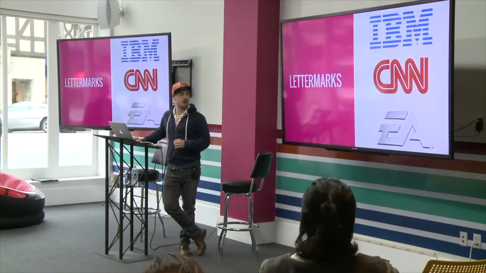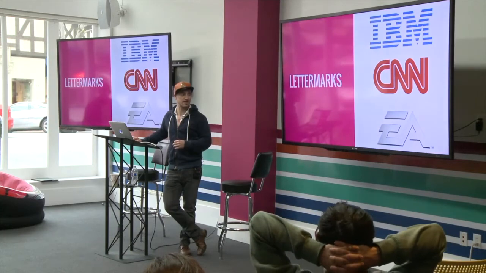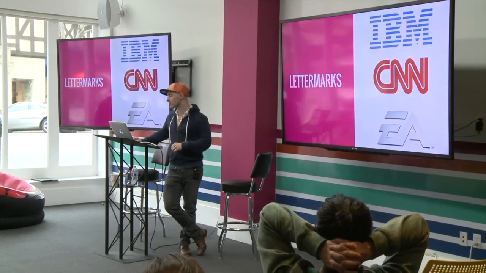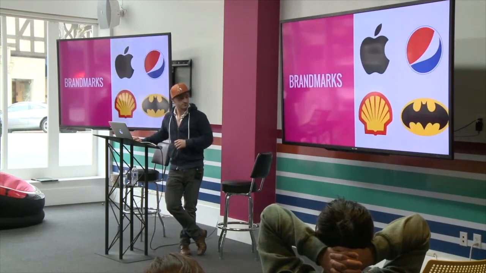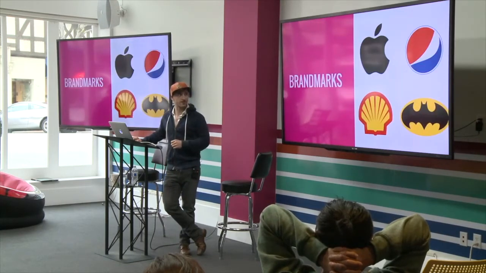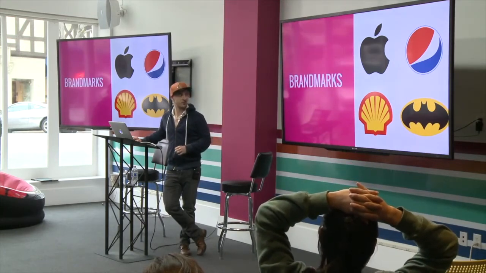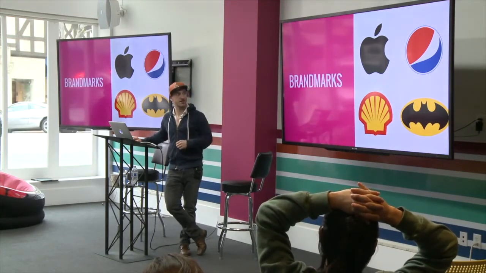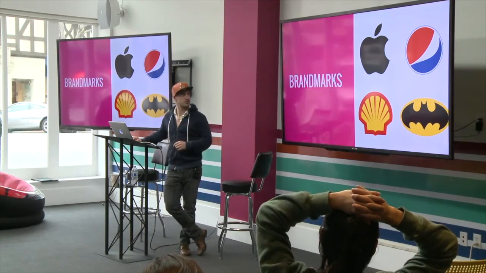Letter marks are companies that have acronyms. So IBM, CNN, EA. They didn't want to make a logo for Electronic Arts, so they just shortened it to EA. Brand marks are logo identities, so the apple from Apple. Batman, his symbol is actually a brand mark. The shell from Shell. Even the Pepsi thing is very identifiable.